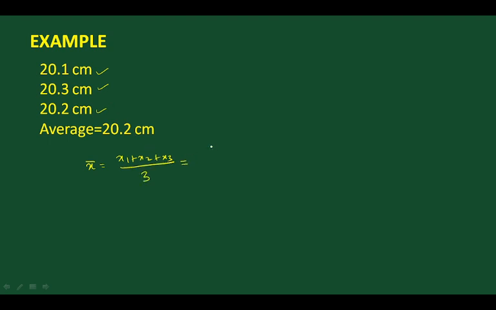So if we add this, that is 20.1 plus 20.2 plus 20.3 divided by 3 observations. So you get the value as 20.2 centimeter. This is the x bar, or the mean, which is 20.2 centimeter. This is the answer. In this way you have to find the average of any measurement, right?